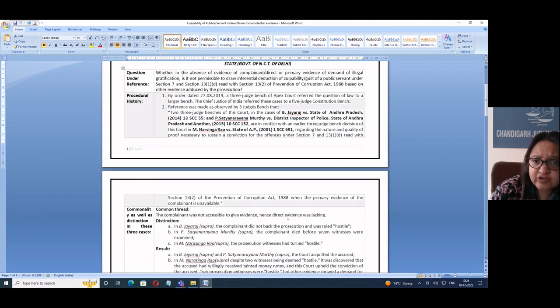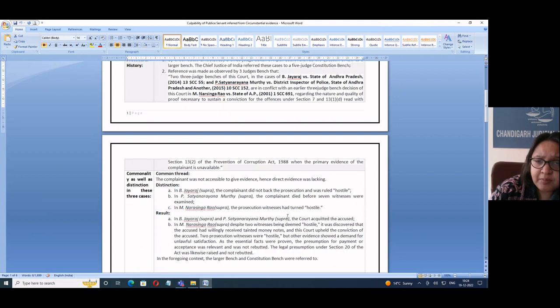Now, if we see all the 3 cases, the common thread in all the 3 cases was that the complainant was not available to give evidence, hence direct evidence was lacking. However, if we see the distinction, in the B. Jayaraj case, the complainant did not back the prosecution and was ruled hostile. In the P. Satyanarayana Murthy case, the complainant died before 7 witnesses were examined, and in M. Narsinga Rao, the prosecution witnesses had turned hostile.